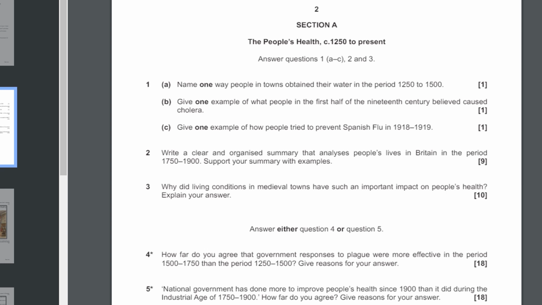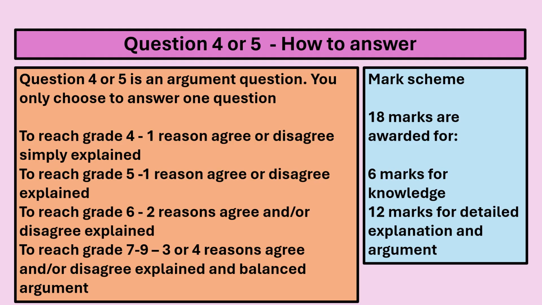Question 4 and 5 is back on the screen. You have to choose your answer. Which question you're going to answer, choose carefully. Read both questions carefully first. Don't dive in. Choose which one you think is easiest, which one you think you know more about. Once you've made that decision, then plan your answer. It's really important that you take time to think and plan.